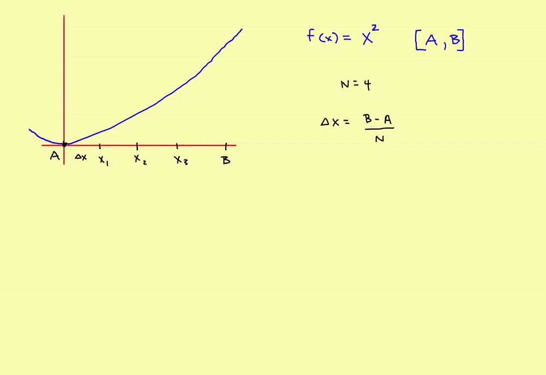Now, the first difference is that rather than using rectangles, we're going to use trapezoids. So we'll come into each one of these and we'll put trapezoids in here. It's going to wind up looking like this. So I'll go from here, and here, and here, and here.